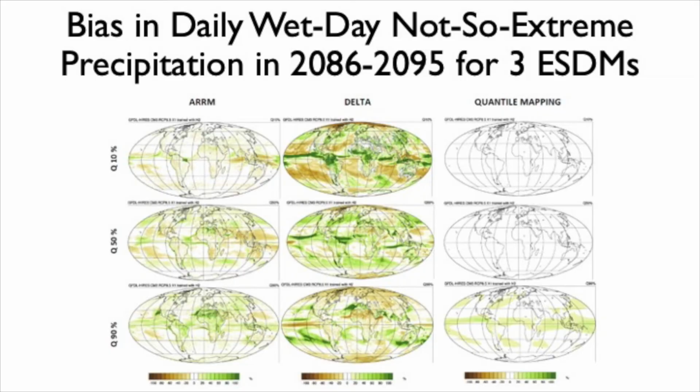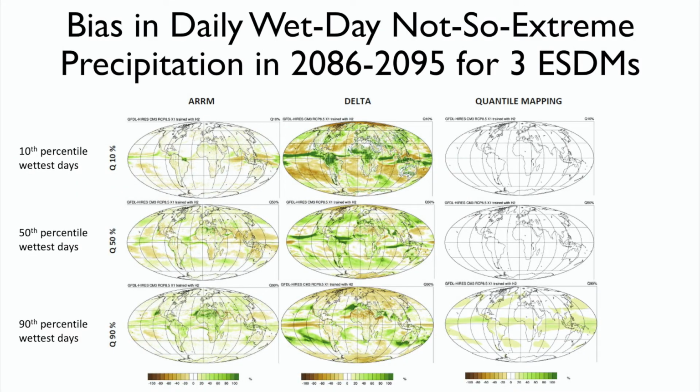What does this look like for precipitation? Well, here the story is different and it's very interesting. So here we're looking only at wet days. And we're looking at the 10th percentile, the 50th percentile, and the 90th percentile of wet days. So the 10% is the 10% wet days with the least precipitation, and 90% would be the 10% wettest days with the most precipitation, if that makes sense.